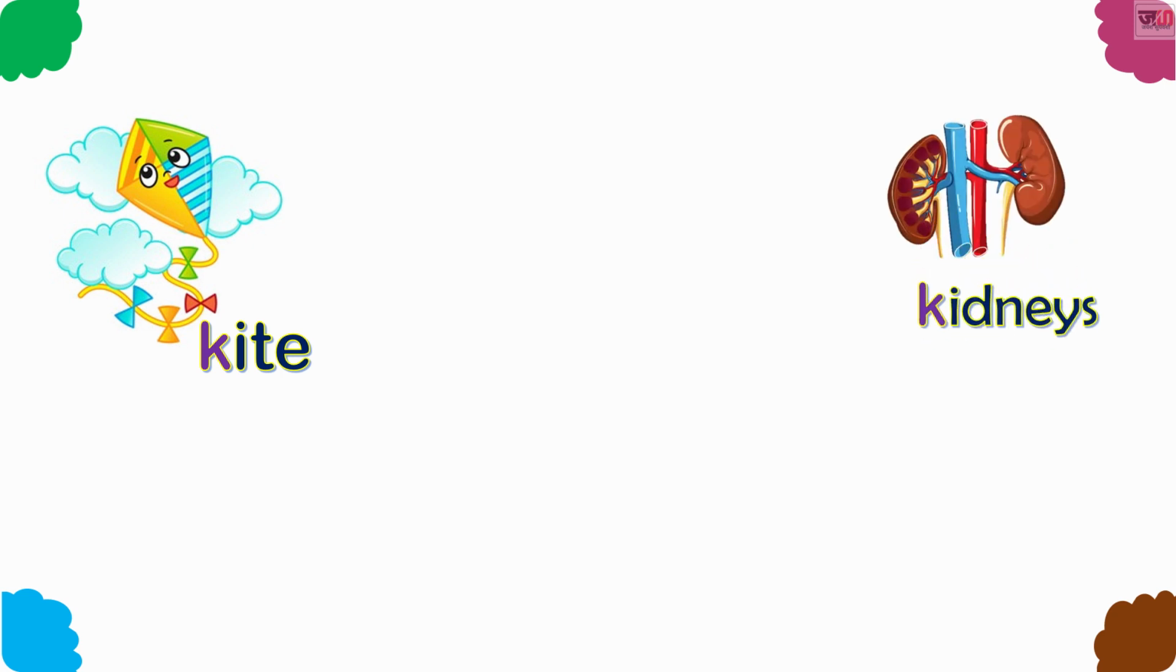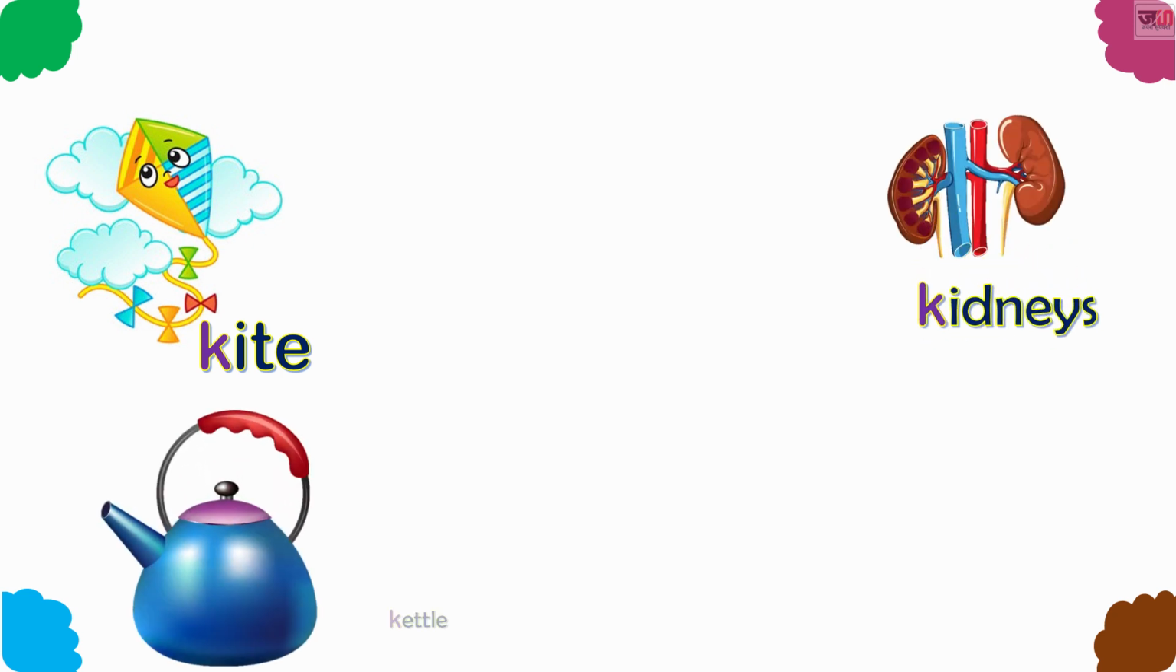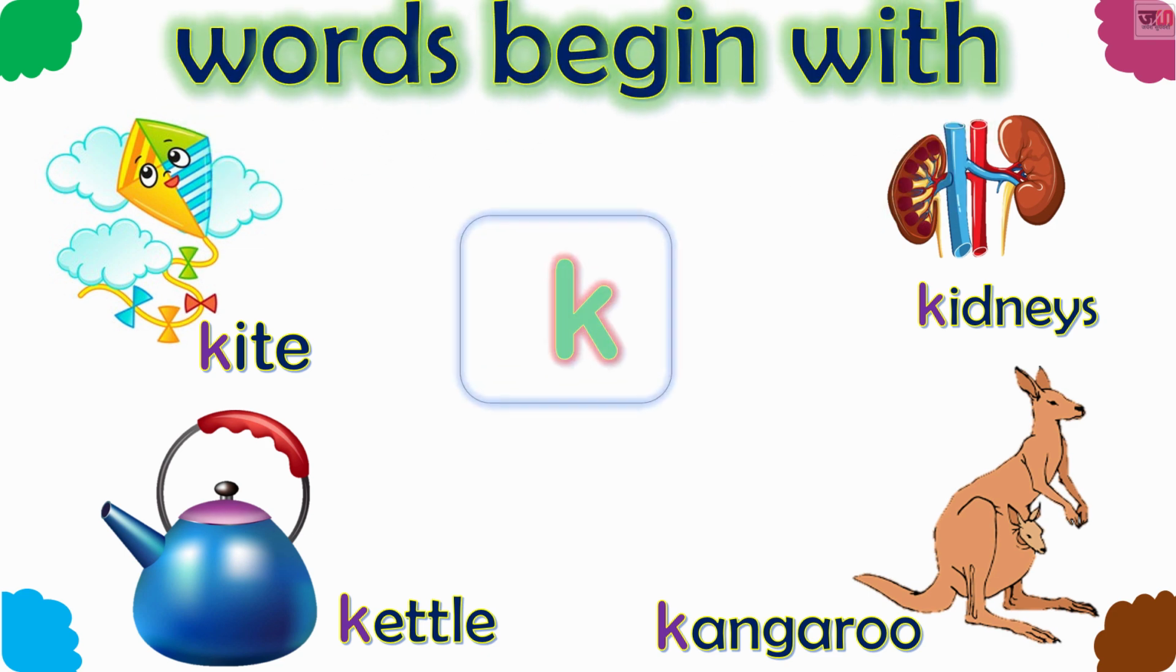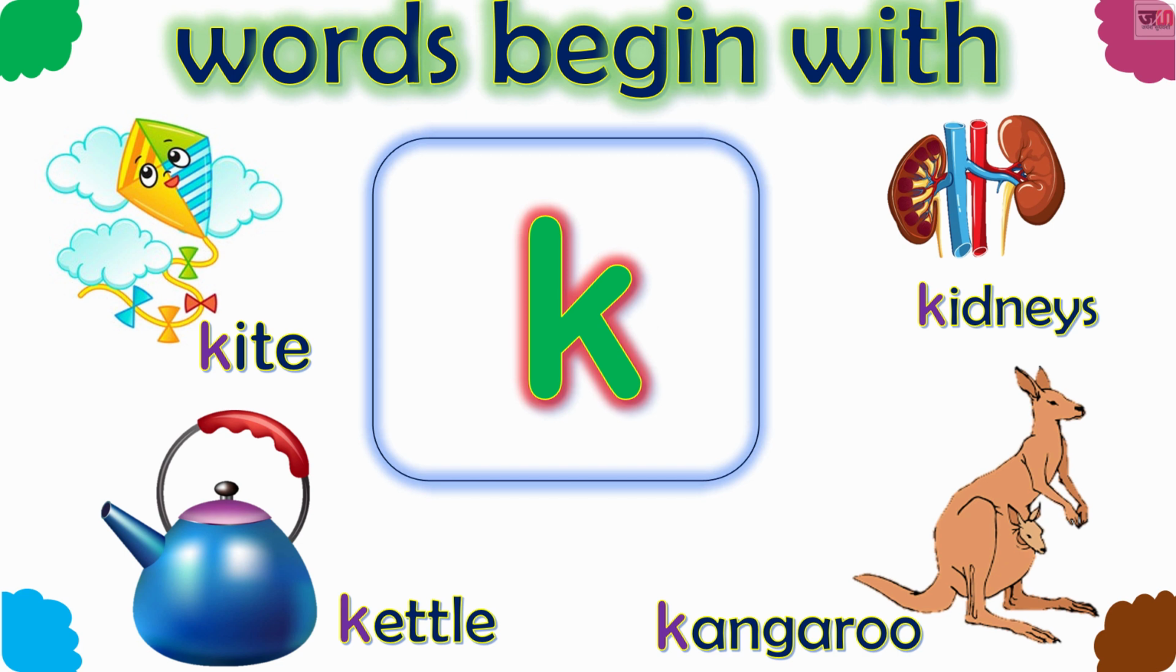Look at the picture. It is kite. Kidneys. Kettle. Kangaroo. Today we are going to learn words that begin with K.